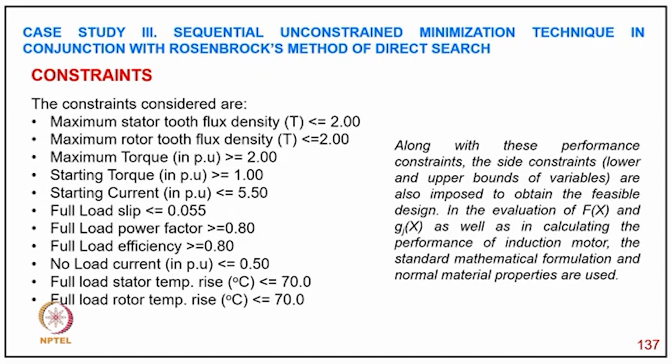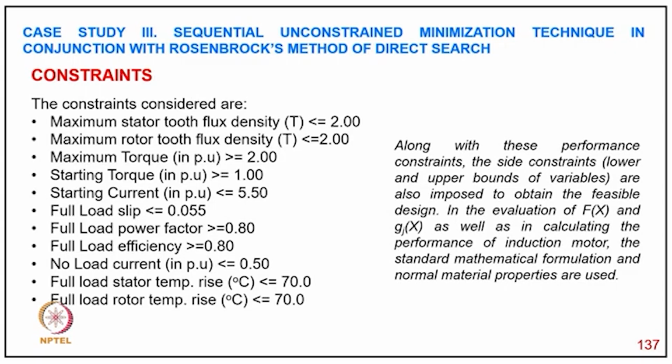And of course, the constraints are typically: maximum stator flux density less than 2 Tesla, rotor flux density less than the maximum, maximum torque not less than 2 per unit, starting torque more than 1 per unit, starting current less than 5.5 per unit, full load slip not more than 5.5%, full load power factor not less than 0.8, full load efficiency not less than 0.8, no load current in per unit not more than 0.5, and stator temperature not more than 70 degrees Celsius.